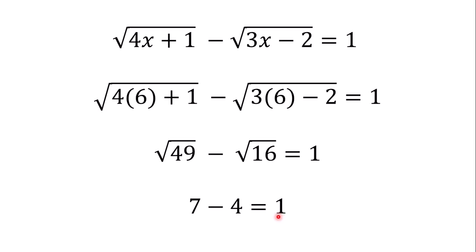Let's finish it before I say anything. 7 minus 4 gives us 3. You see, 3. Is 3 equal to 1? No, 3 is not equal to 1. So you see what I was telling you.